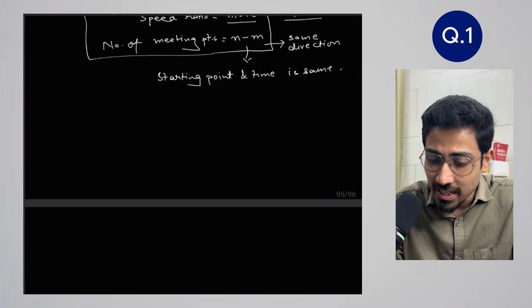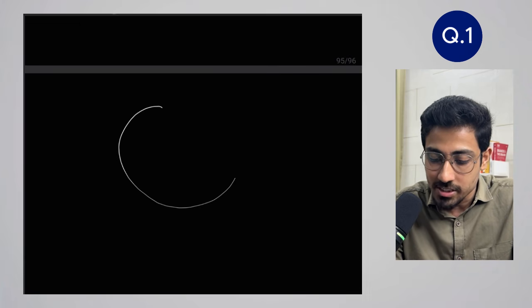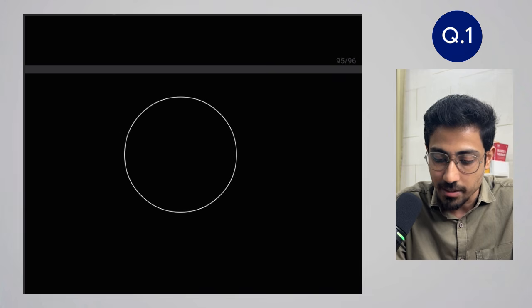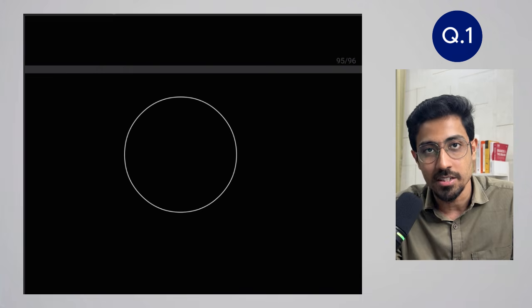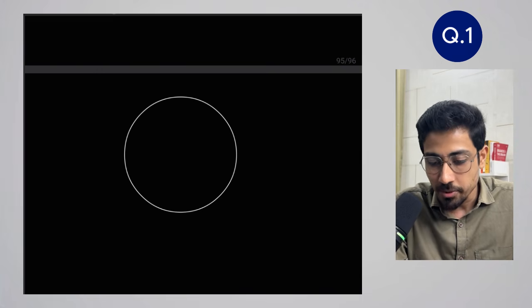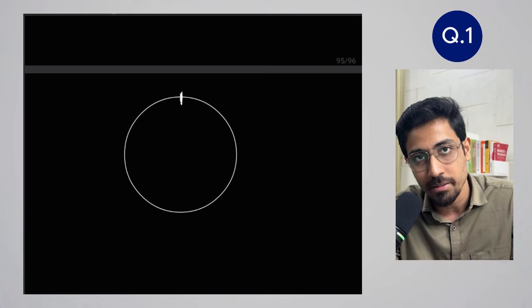Okay, another thing. Now, 3 meeting points we have understood, but there is another concept behind it. Okay, what is that concept? These 3 points will be equidistant from each other. One of the meeting points will be the starting point. This is the meeting point.